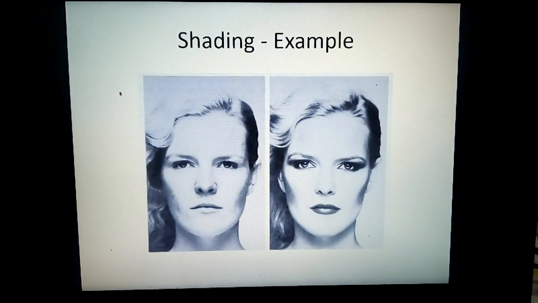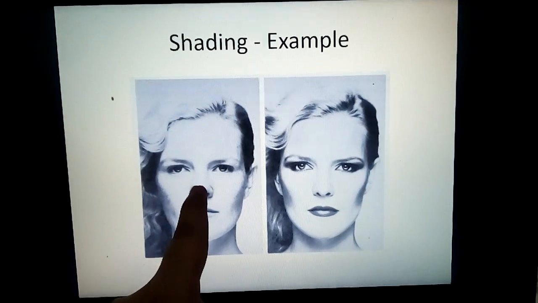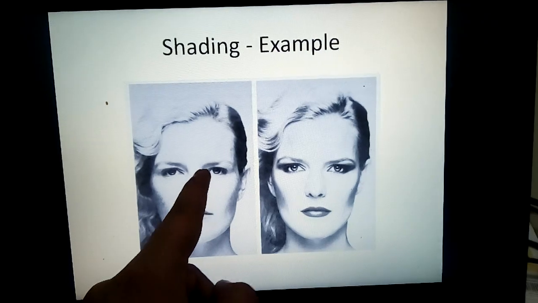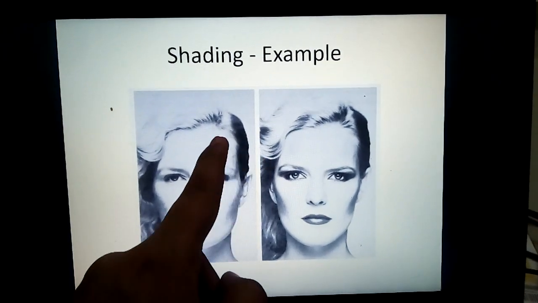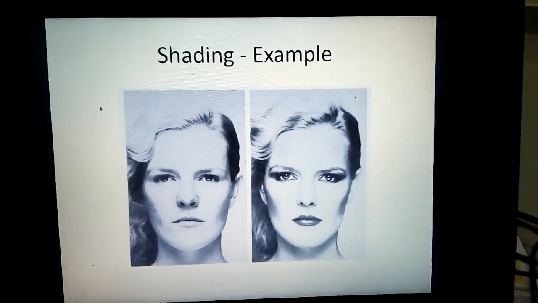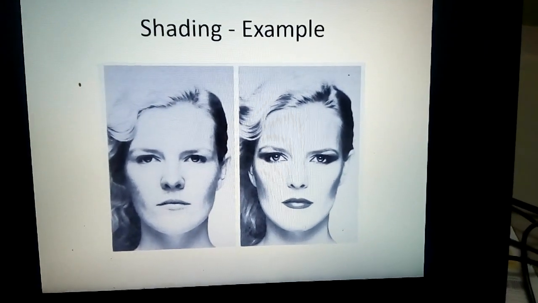Shading. This is an example of shading: this image has less shading and this image has more shading. Because of that, in the first image we are not able to perceive the depth that much, but in the second image we are able to get a better view of the depth.